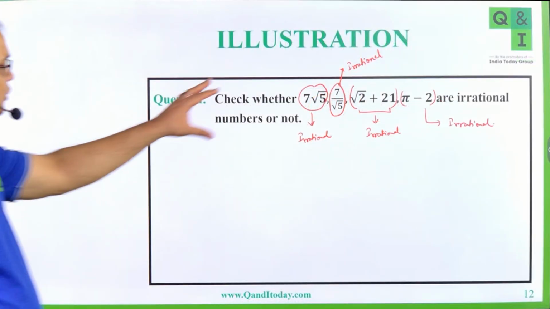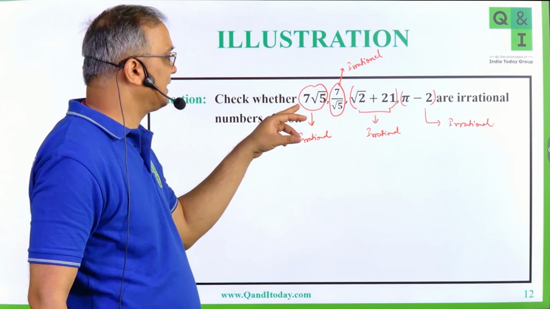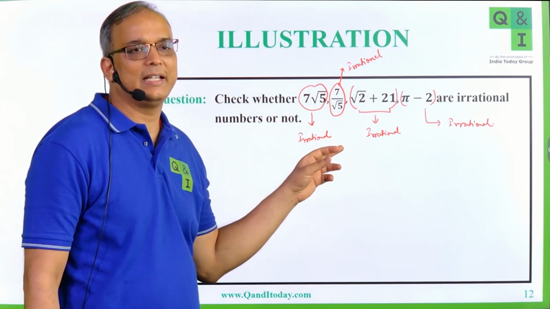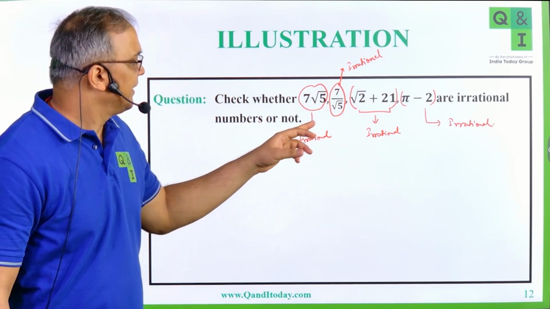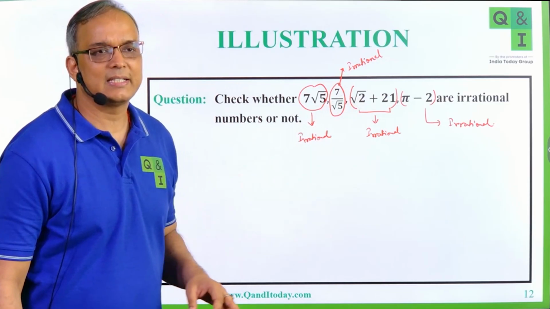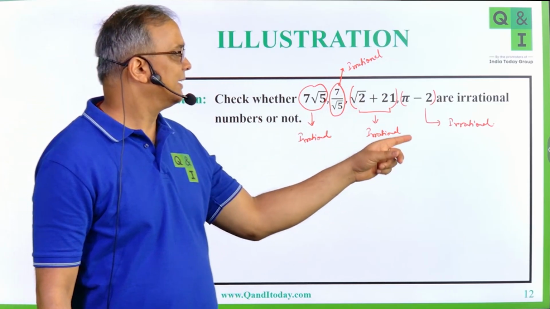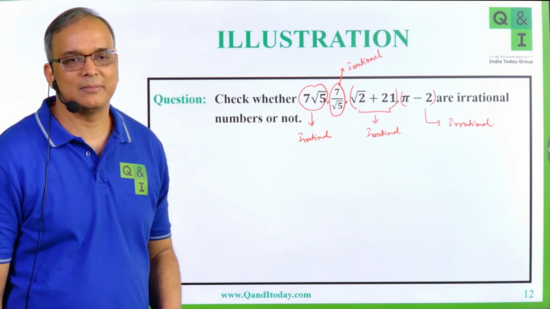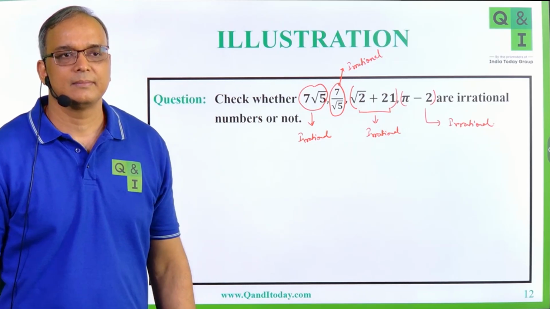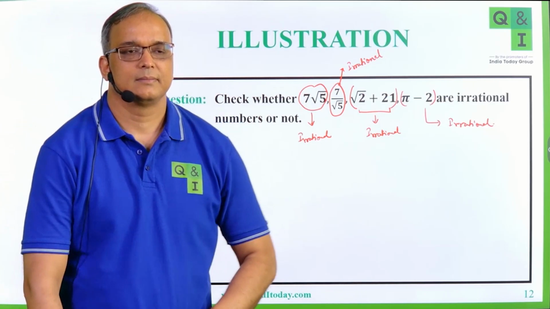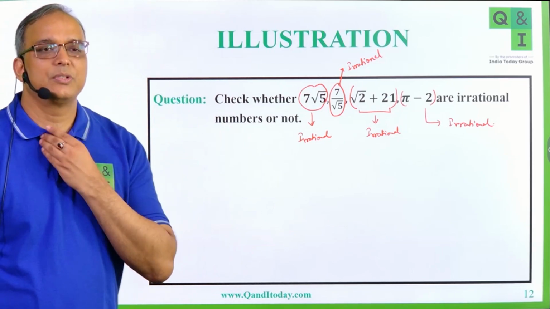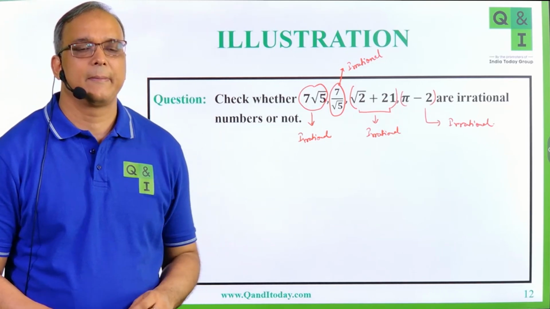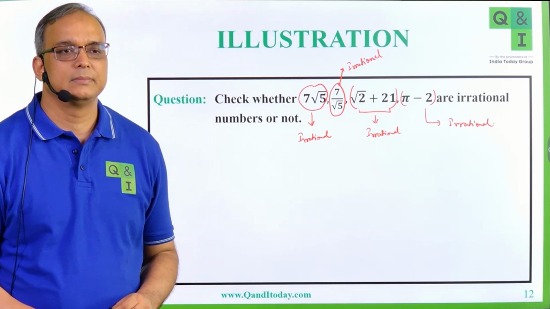The product of rational and irrational is irrational. The quotient of rational and irrational is irrational. The sum of rational and irrational is irrational. And the difference of rational and irrational is again an irrational number. Is this clear, students? Yes, sir. Okay.